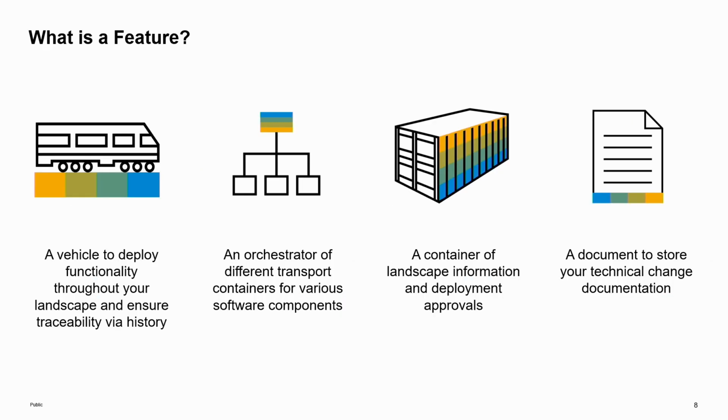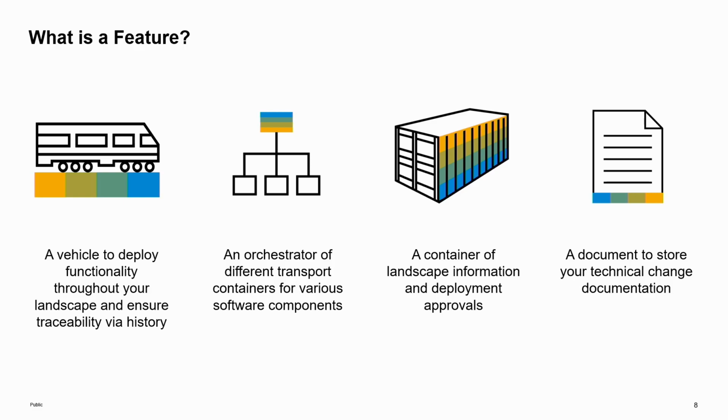The vehicle that we will use in Cloud ALM deployment is called a feature. Those of you who know it from Solution Manager using changes, or those of you using focused build work items, exactly this object is called a feature in Cloud ALM. And what is a feature? A feature fulfills, of course, several functionalities.